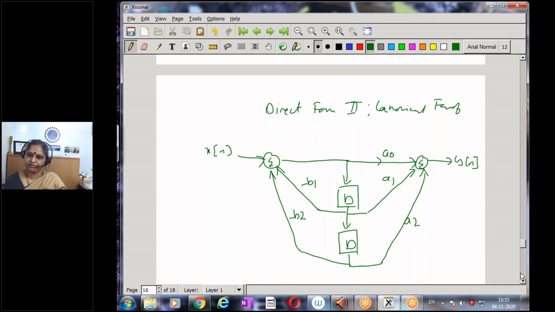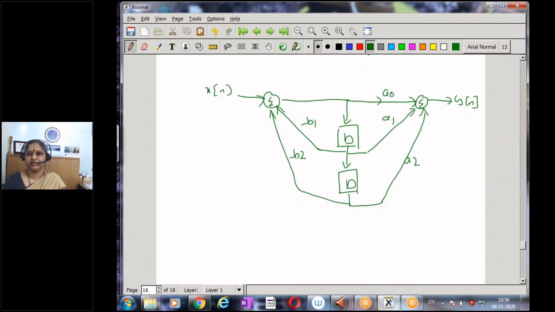Of course, there are many other methods of implementation, physical realization, other structures. To begin with, as a starting point, this is sufficient. So we have direct form 1 and direct form 2 realization of the difference equation. There are small variations, and we will look into that later.